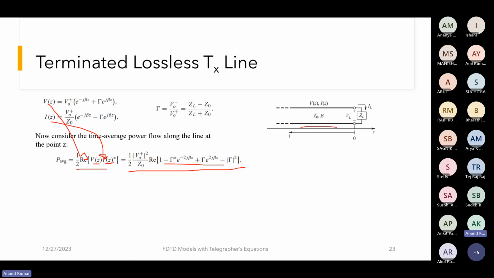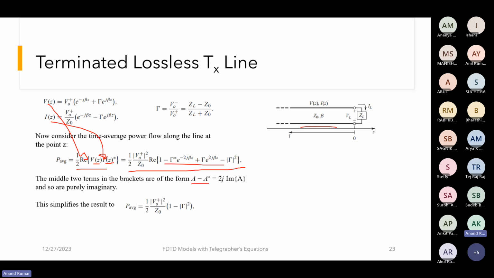So if you notice, these two terms are of the form A minus A conjugate, and mathematics tells us that this is equal to 2j times the imaginary part of A. And since this entire thing is imaginary and we are applying a real function on this, this will get rid of these terms. Once we remove the real function, this goes away, and the simplified result gives us the average power across the transmission line, which is V naught square by 2 Z naught times (1 minus gamma square).